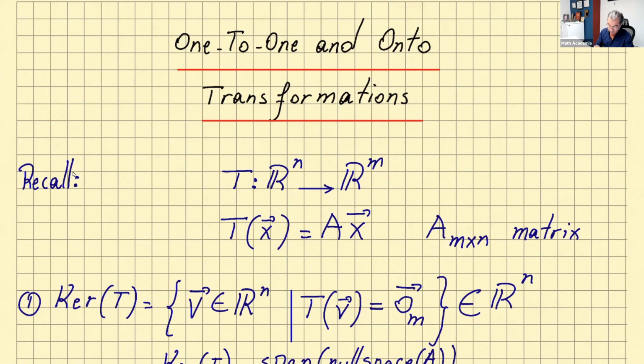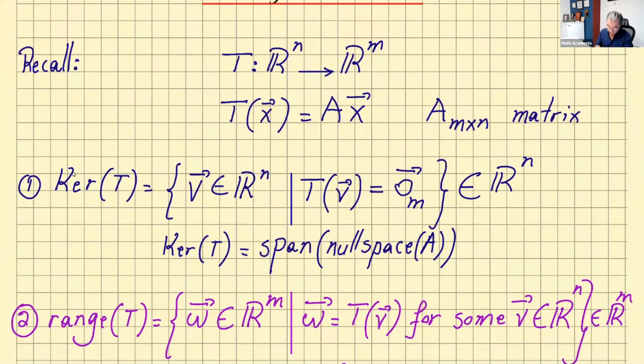In this lecture I want to go over one-to-one and onto transformations. Now to refresh your memories from the last lecture, we talked about linear transformations and we said the only way you can have a linear transformation is if a matrix is involved, and basically the action is done by matrix multiplication. That's very important because you can find out a lot of things from that given matrix. Now, first, we said the kernel of the transformation.